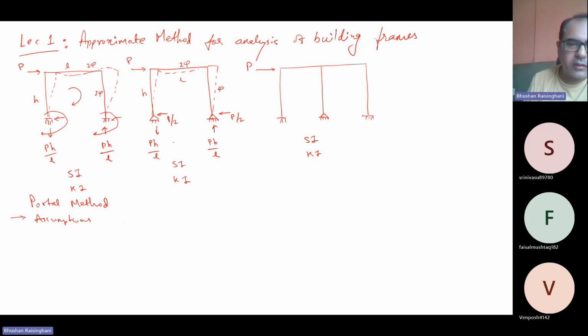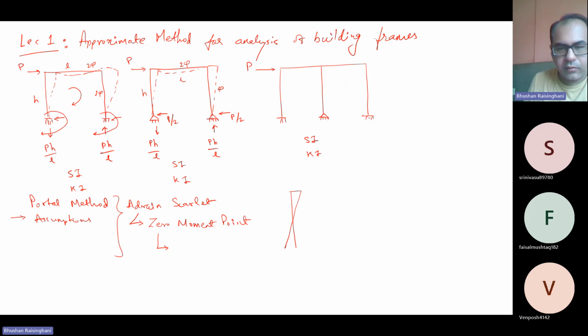Only thing is now the height will increase. The only difference from the regular textbooks that you use is that I had asked you to use the book of Adrian Scarlett for approximate methods, in which they have referred to the zero moment point method. The difference is that whenever you are solving a problem using this particular method, you have to estimate the point of zero bending moment in the member.